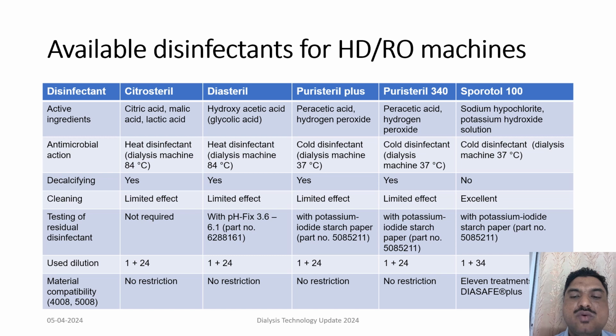Puristeril Plus is a peracetic acid with hydrogen peroxide. It acts in a cold disinfection manner, while Puristeril 340 is a combination of peracetic acid with hydrogen peroxide, which is also to be used in a cold disinfection manner. The fifth one is Sporotal 100, which is sodium hypochlorite along with potassium hydroxide solution, and it is again used as a cold disinfection at a temperature of around 37 degrees Celsius. It has an excellent cleaning action but no decalcifying action.